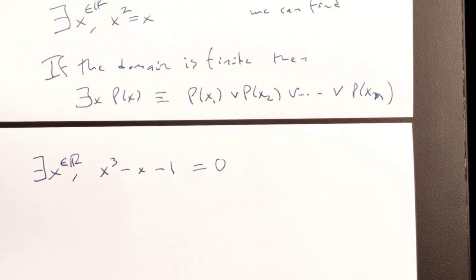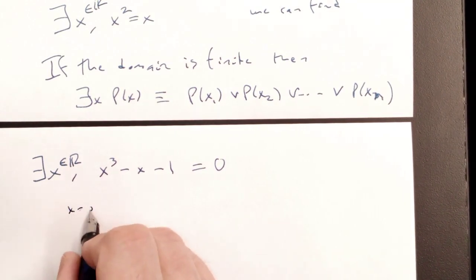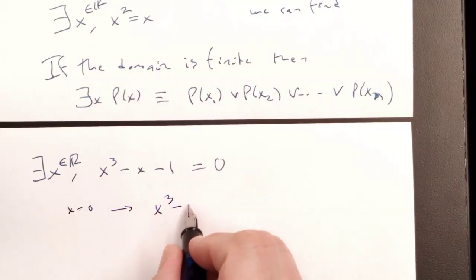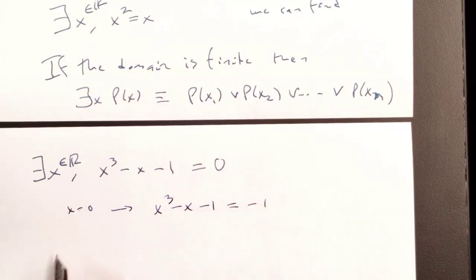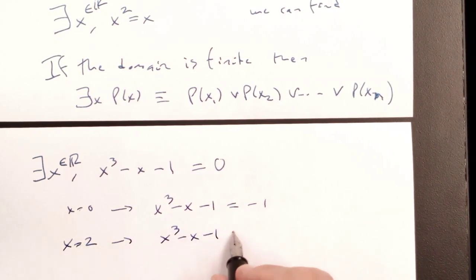-1. What happens when you plug in 2? Because 2 cubed is 8. 8 minus 2 minus 1. Okay, wait a minute. If x equals 0, x cubed minus x minus 1 is -1. If x equals 2, x cubed minus x minus 1 is equal to 5.